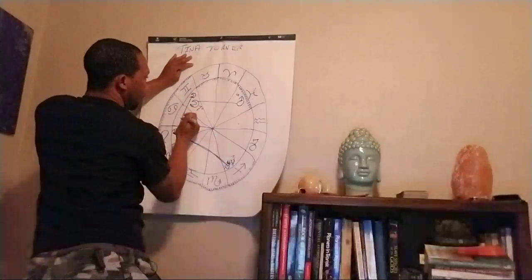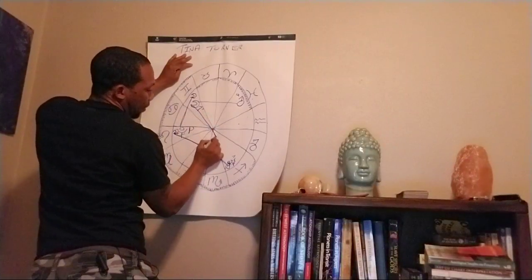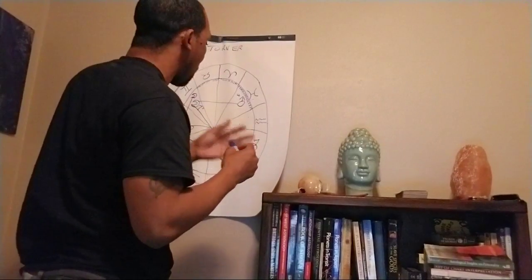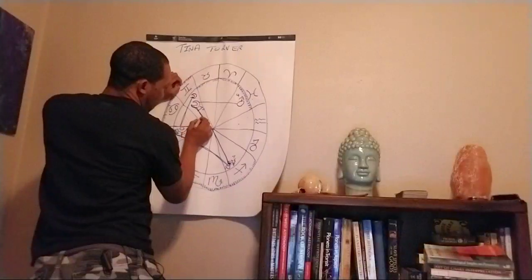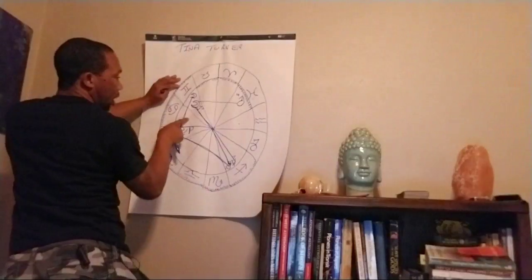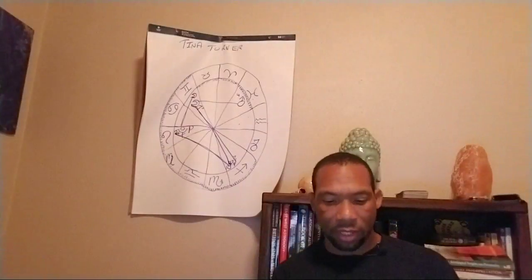Well, glad you asked. She has her moon in Gemini, 7th degree, opposite her sun. She also has it opposite her Mercury as well. It is 6 signs away. 1, 2, 3, 4, 5, 6 signs away, or 180 degrees away.